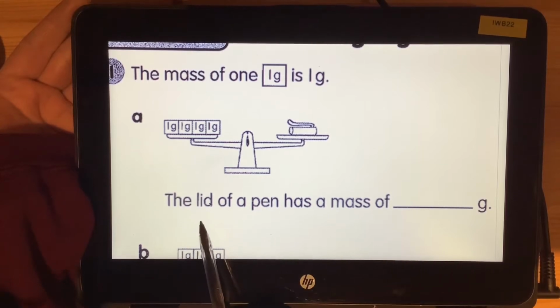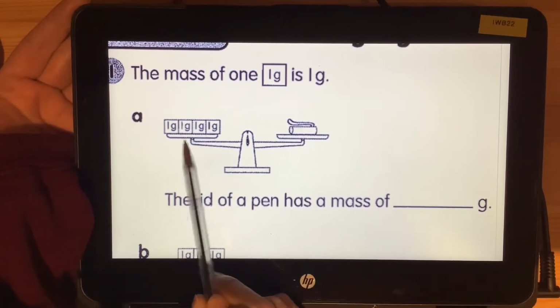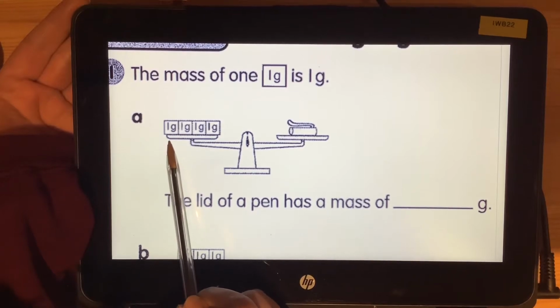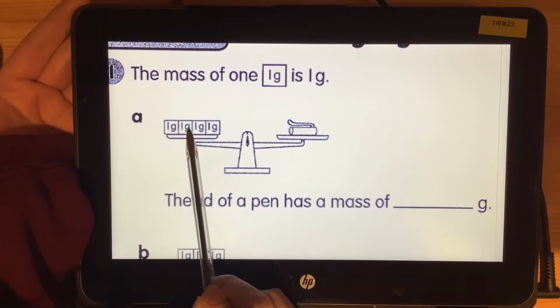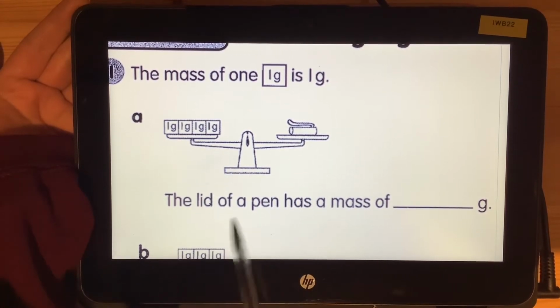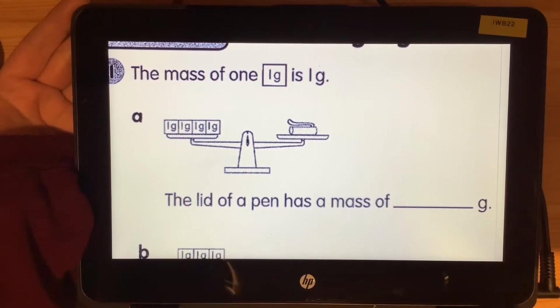So what is the mass of this lid of a pen? This pen lid is sat here on a set of balancing scales. I know that each one of these little weights is 1 gram. So the overall mass of this side is 4 grams. It is a set of balancing scales, so I know that my pen lid has the same mass as this side. That means the mass of my pen lid is 4 grams.